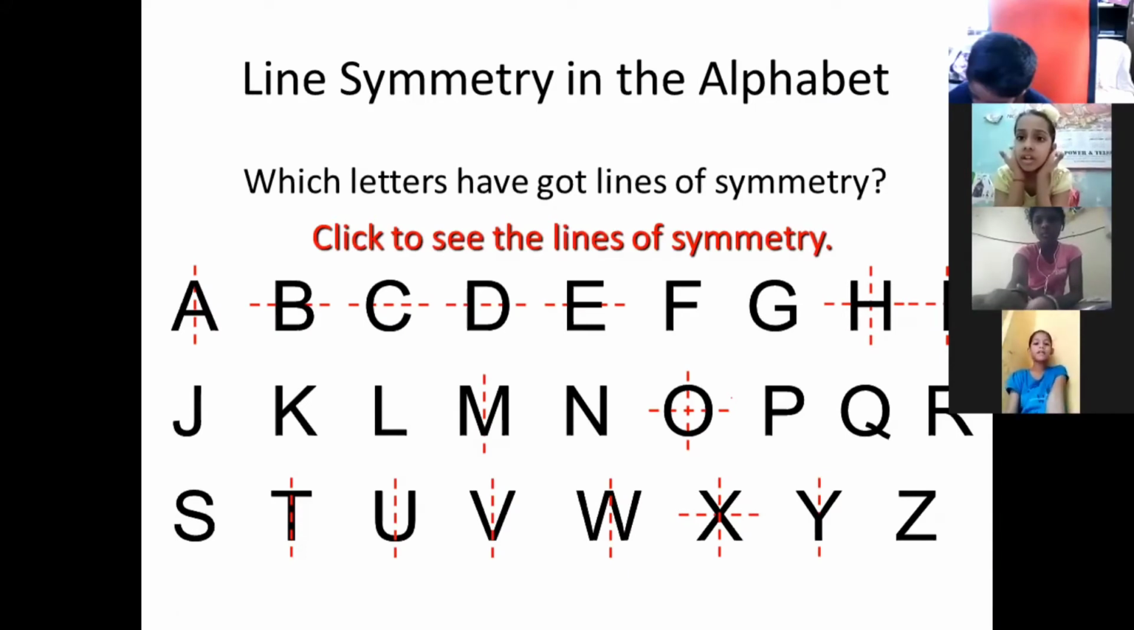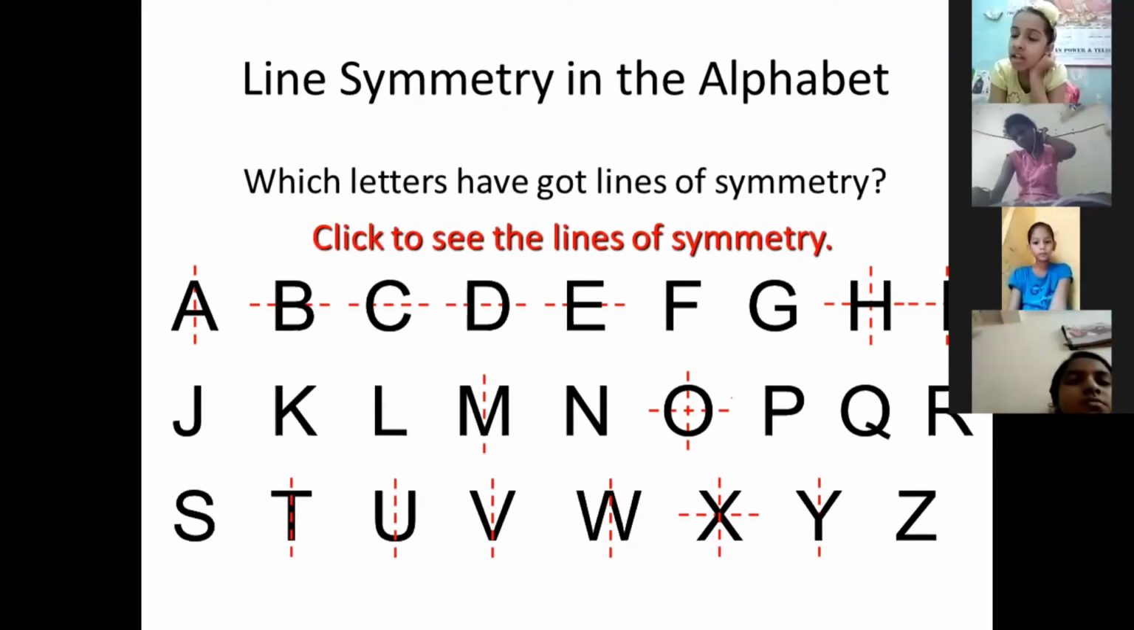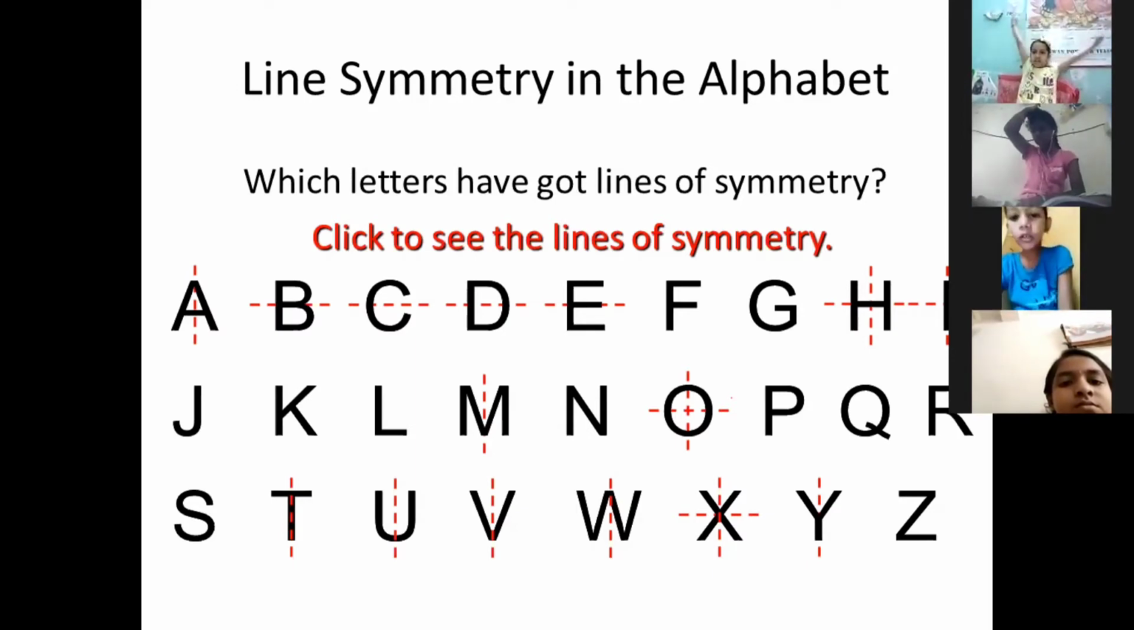Here the alphabets A, B, C, D, E, H, I, M, O, T, U, V, W, X, Y have lines of symmetry. Observe that some have a vertical line of symmetry, some have a horizontal line of symmetry, and some letters have both. Which letters have a vertical line of symmetry? A, H, I, M, O, T, U, V, W, X, Y.